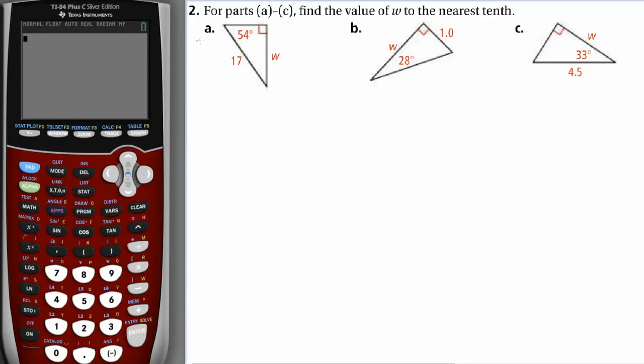So, inside of part A here, we need to mark what those sides are. And since 54 is this upper left-hand angle, and the right angle is in the top right, that makes 17 the hypotenuse. And based on where W is compared to 54, that would be the opposite.